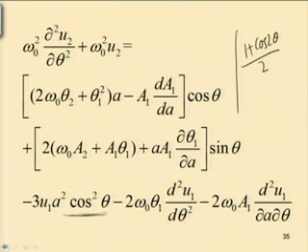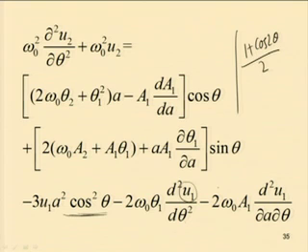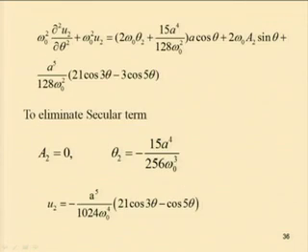So, we obtain this by substituting the value of u1 that we obtained before. This u1 equals a cube by 32 omega 0 square cos theta. We have substituted it in this part, and now, clubbing the coefficients of cos theta and sin theta, we have written the equation in this form.